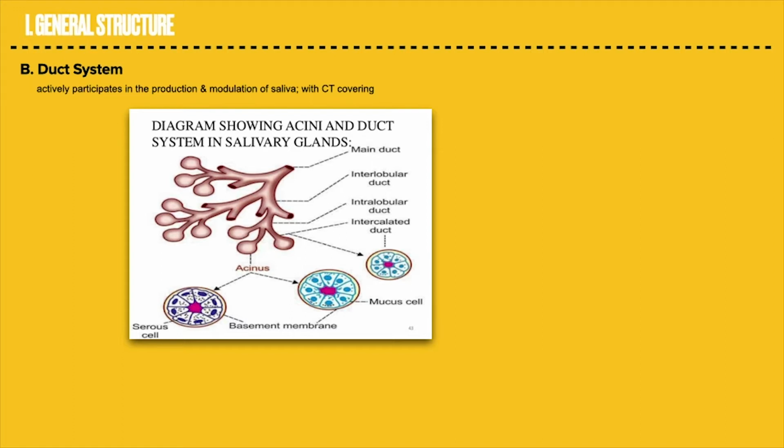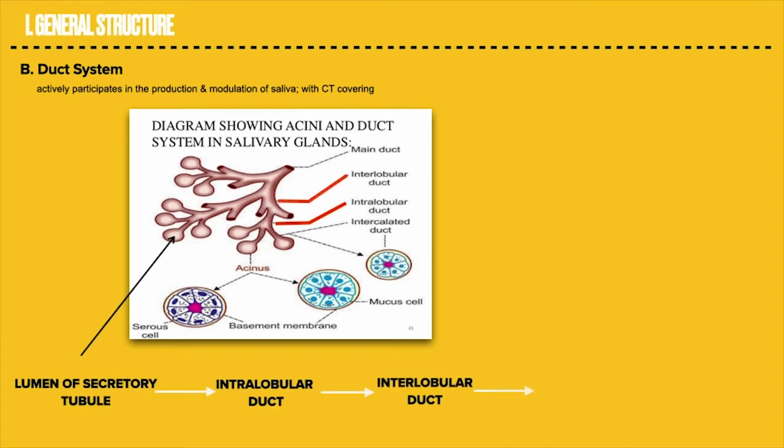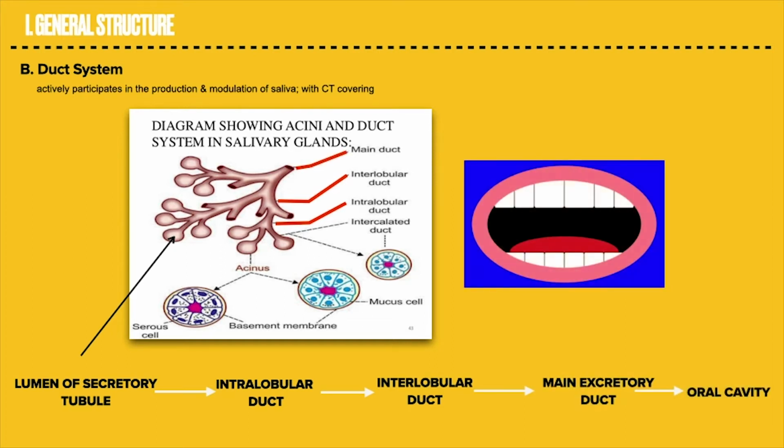The flow of saliva excretion is from the lumen of the secretory tubule to the intralobular duct, to the interlobular duct, to the main excretory duct, then lastly to the oral cavity. This shows the basic structure of the duct system.